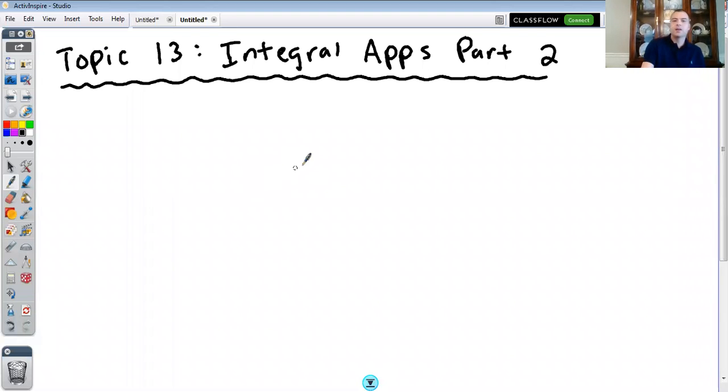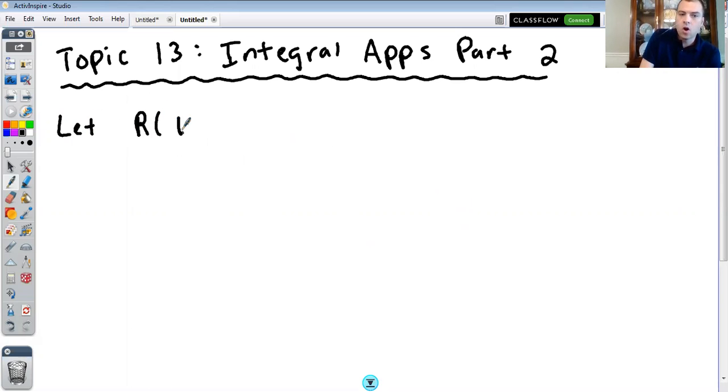Hey everybody, welcome back for our 13th installment of our AP review series. And today we're going to continue to look at integral applications. Last time we looked at more particle motion focus, looking at velocity and acceleration and their connection back to position. Today we're going to focus in on other rates of change and then how to handle the word average on the AP. So let's begin like this.